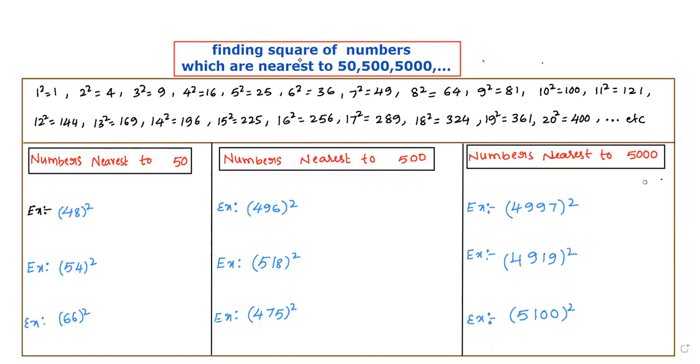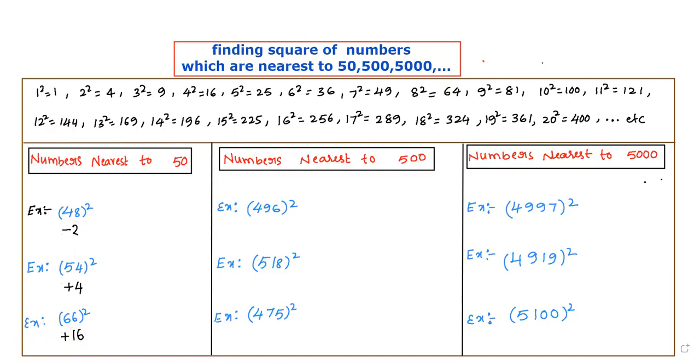Let us start with one example here. I have taken 48 whole square. Whatever number you take in this category, we have to compare it with 50. If you compare 48 with 50, it is 2 less than 50. The second example is 4 greater than 50, and this 66 is 16 greater than 50. All these numbers are called deviations. We denote deviation with a small d.